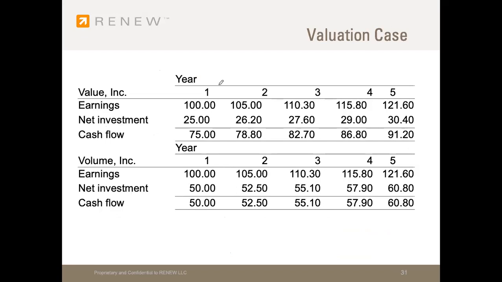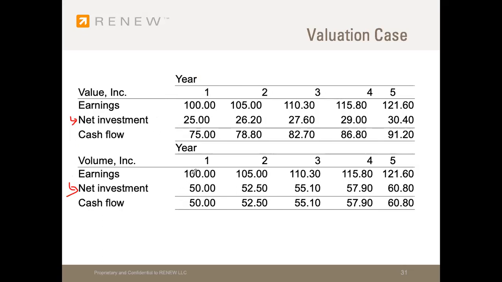So we have value up here. Now, what is this net investment? This is the amount each year that has to be reinvested in the company to be able to actually hit those earning targets. So we have 100,000. So again, the earnings are the same, but for value, I have to put in 25, 26, 27, 29, 30. And therefore that gets sucked out of my net income. And what's left is my cash flow.